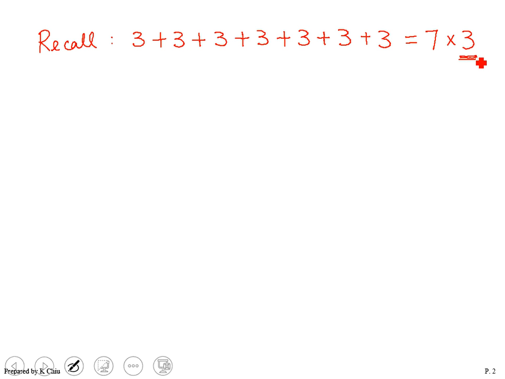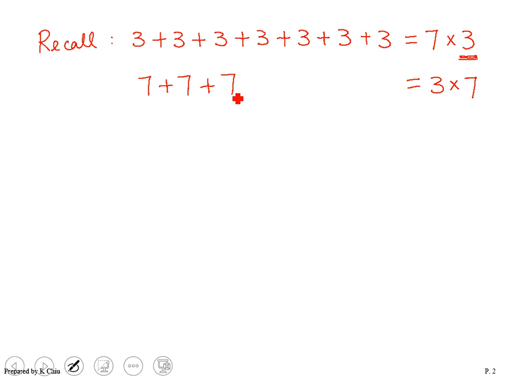So indeed, the other way around, if we say 3 times 7, are we talking about the same thing? Nope, not exactly. 3 times 7, we are talking about 7 plus 7 plus 7. We have 3 sevens add up together. So multiplication is indeed the extension of addition.